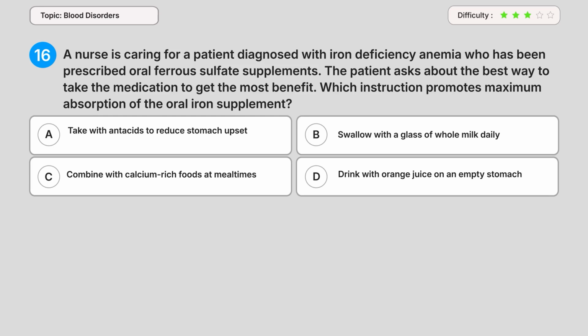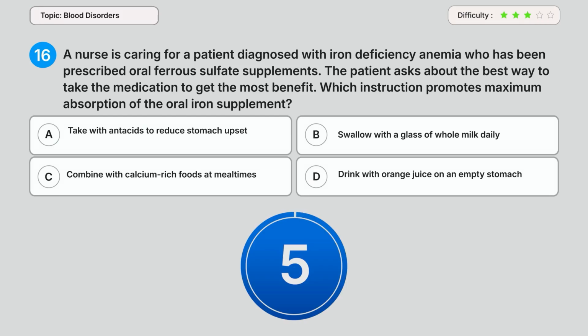A. Take with antacids to reduce stomach upset. B. Swallow with a glass of whole milk daily. C. Combine with calcium-rich foods at mealtimes. D. Drink with orange juice on an empty stomach. Do you know the answer?